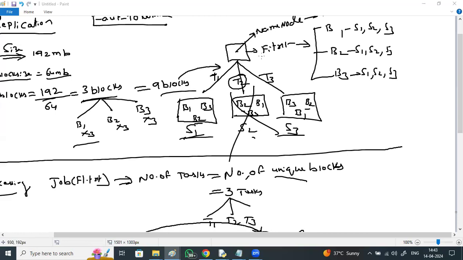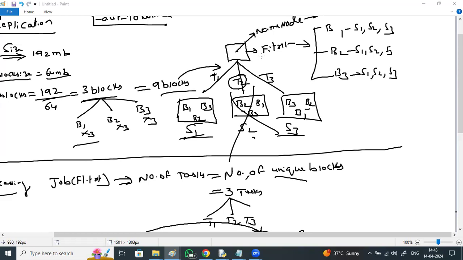And there is no task failure, right? Even if any particular system is down, as there is replication, duplication, the data is still available in other systems. And the T2 task can be done by S1 or S3, so S1 or S3 is going to execute the T2 task.